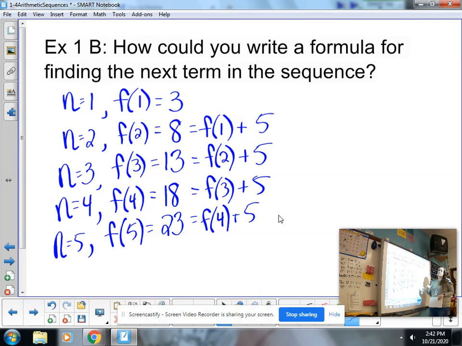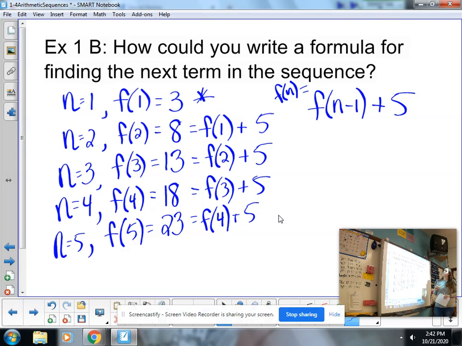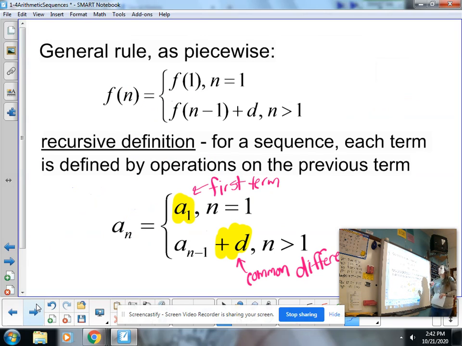So to come up with some type of formula for this, we are basically taking the previous term. So if we're finding f of n, you're taking the previous term and you are adding the 5 to it. There is a general rule for this, and you have to be careful with this particular type, because if you do not know where you're starting, if you don't know your f of 1, that can put you in quite a spot. So this is your general rule.